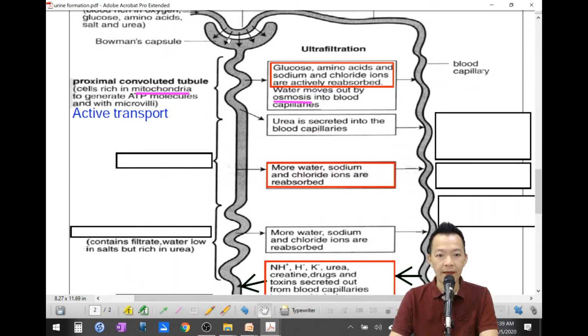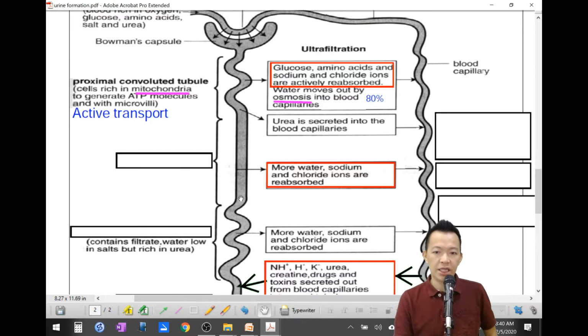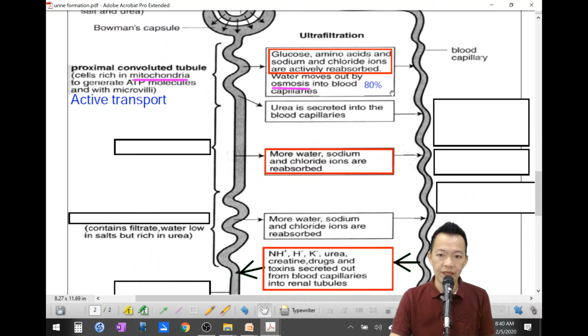Okay, for the proximal convoluted tubules, when they absorb the water, almost 80% of the water will be absorbed back here. So a lot of water will be absorbed back, and does not become urine. When you pass urine, the water content in the urine is maybe just 1 to 2% of your body water content, just a little bit. So almost 80% of the water will be absorbed back.